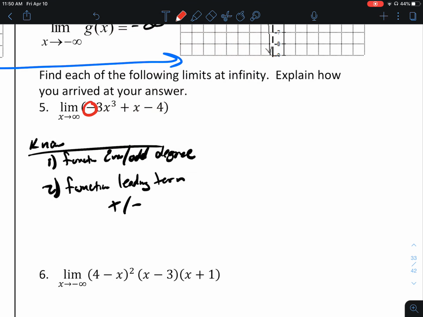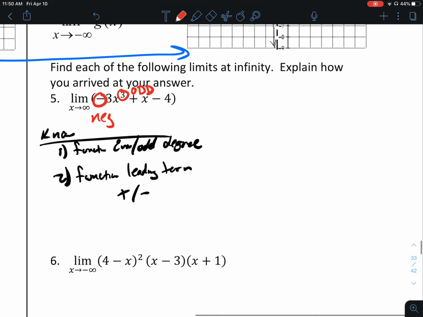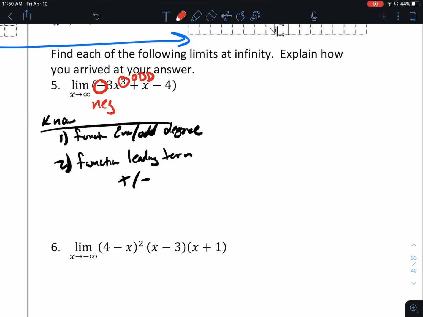So all you got to think about, do I know an odd function? I sure do. A line is an odd function, y equals x. And if the lead term is negative, that means it's going to be going like this. So as we go right, it goes down. As we go left, it goes up. This is asking what happens to y as x goes to the right. Well, it's clearly going down. So this limit is negative infinity. And I know all that because of the end behavior that we learned from pre-calculus.